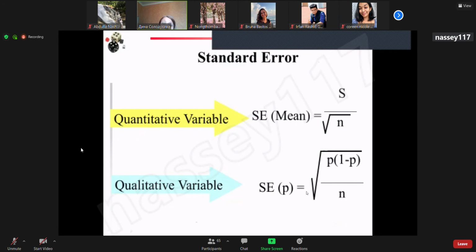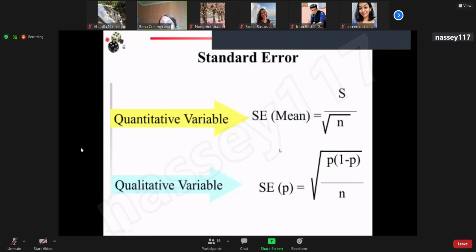So the idea of the standard error is to calculate this difference or sampling variation for the mean or for the proportion. So if you have a quantitative variable, it will be standard error of the mean. If you have a qualitative variable, you will calculate standard error of the proportion.